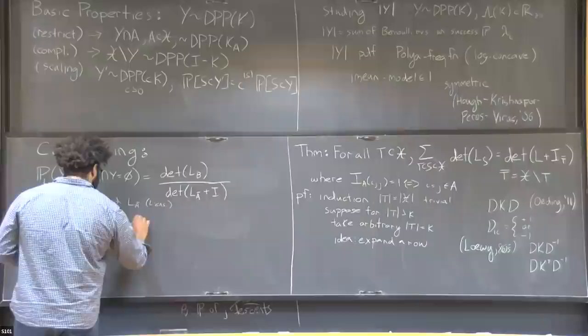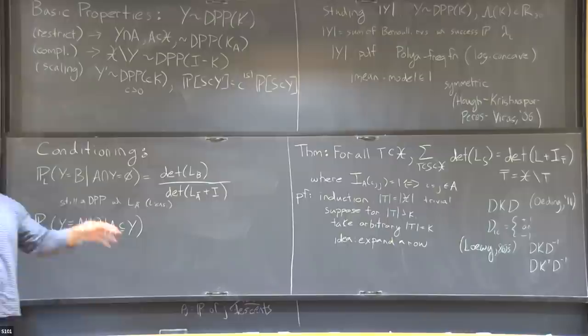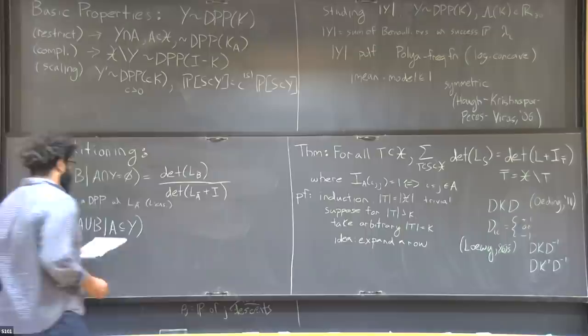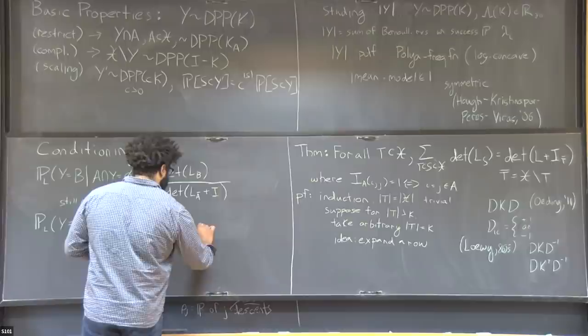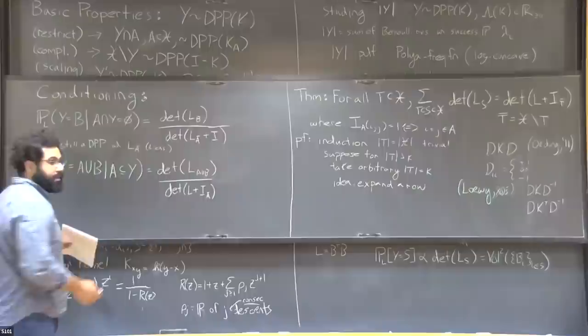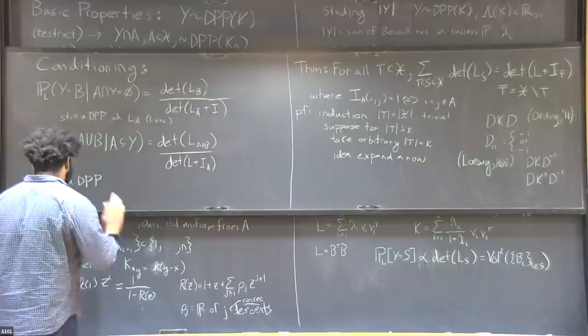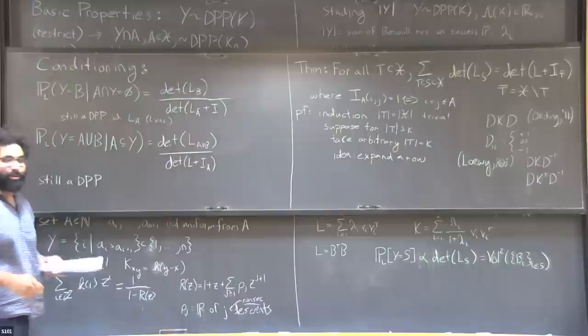So suppose you want to condition on the fact that some fixed set of elements are already appearing in your random sample, and you want to see the probability that the rest of the sample equals a specific set of items. Well, this is determinant L of A union B over determinant L. It is completely non-obvious, but I will say that this is also still a DPP. I want to stress that what the kernel actually is is not so obvious, and it's a little messy to write, but this is also still a DPP, just to see a little bit of the power.